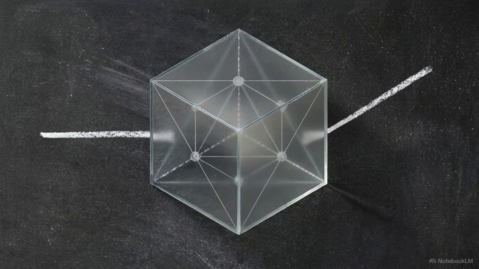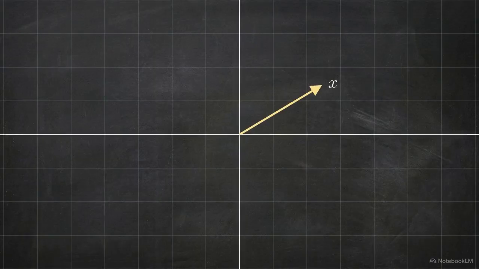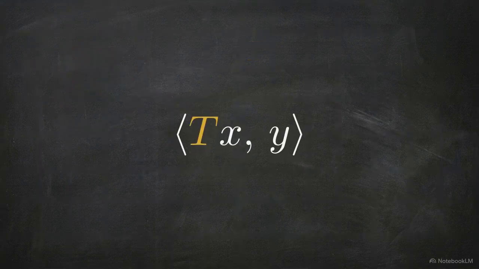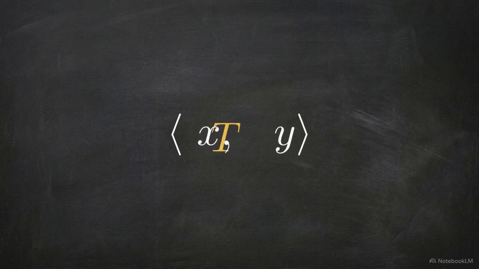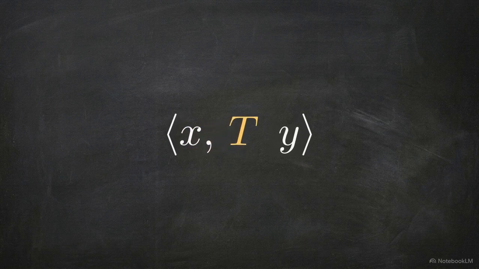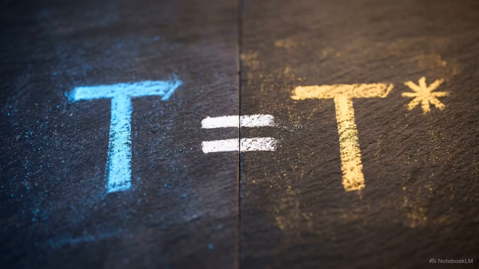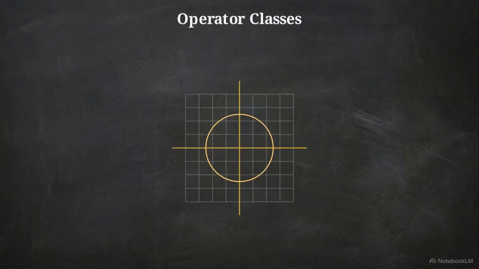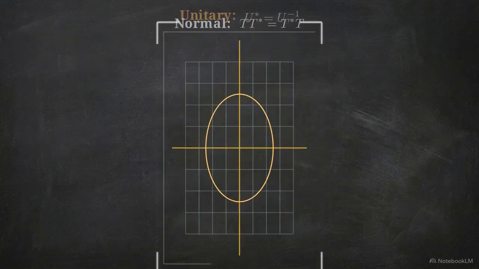You can view an operator as a specific mechanism. It takes an input vector and transforms it into a new output vector elsewhere in the Hilbert space. This equation demonstrates a fundamental symmetry. If we apply an operator to the first vector in an inner product, there is a mirror equivalent. We can move that operator across the comma onto the second vector, provided we transform the operator into its Hilbert adjoint. By defining exactly how an operator relates to its adjoint, we can isolate three distinct classes of transformations that govern how space is stretched, rotated, or preserved.